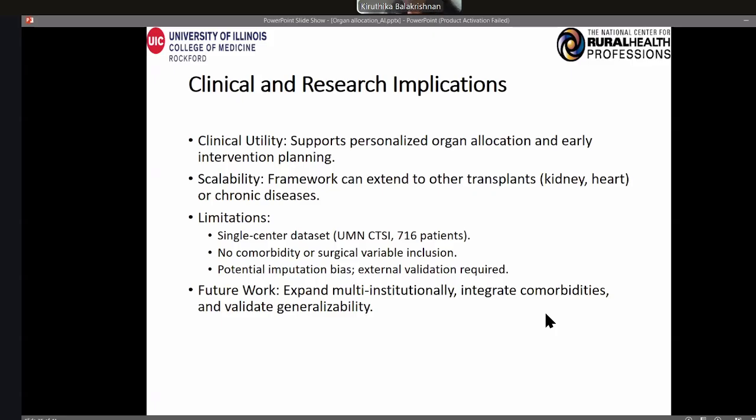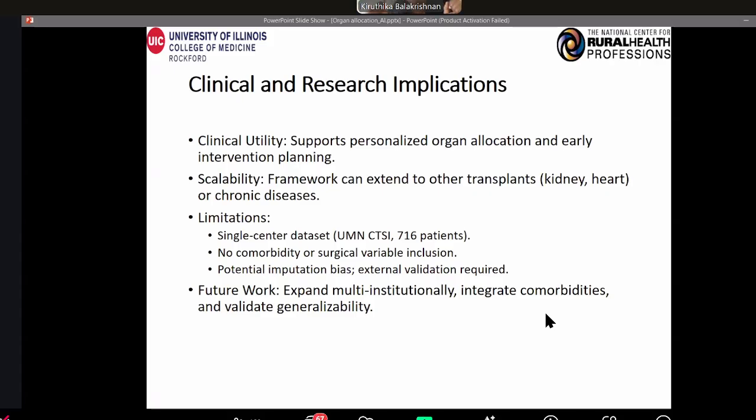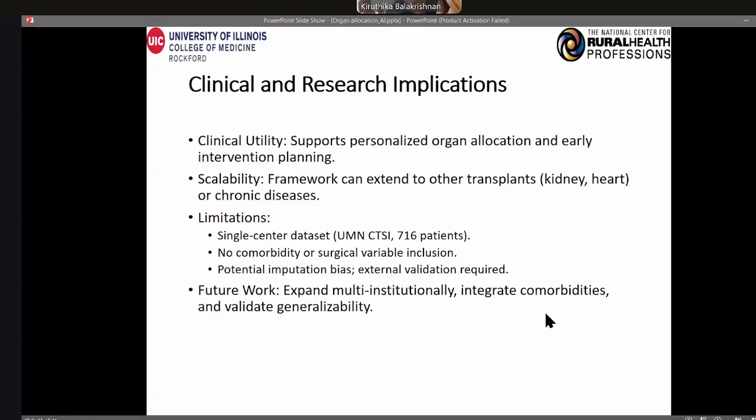In terms of scalability and framework, it is not limited to liver transplantation because it is built around temporal EHR data and survival modeling. Looking ahead, our future work will focus on expanding this framework in multi-institutional settings, incorporating comorbidity data and surgical details, and validating its generalizability. The long-term vision is to integrate this into a decision support system that can assist transplantation teams in real time, promoting more equitable and efficient organ allocation.